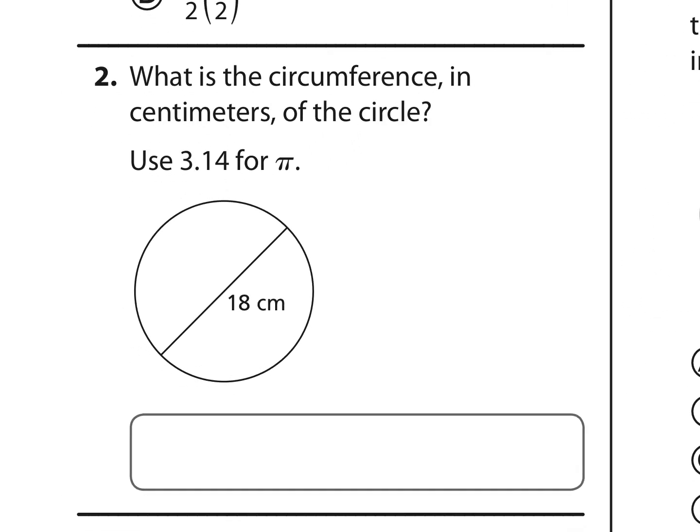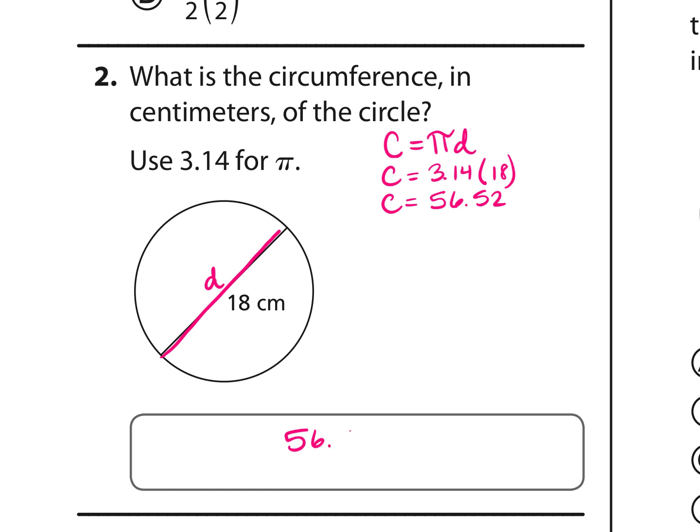What is the circumference in centimeters of the circle? Notice what it gives us. It gives us this distance all the way across the circle, which is the diameter. So I'm going to use the formula C equals pi d. I get this off my reference sheet. It says use 3.14 for pi. We'll multiply that by 18 and get 56.52. So 56.52 centimeters, which, by the way, is just the distance around the circle.